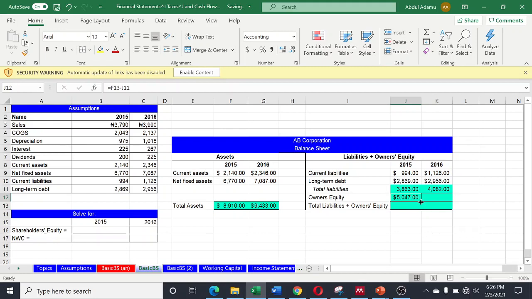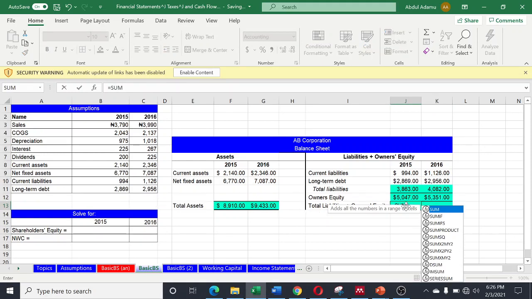Can drag it here also. That is the same. So you can double click and see. So total liability plus owner's equity is the sum of this and this. So use the sum function, equals to sum of this and this, enter.